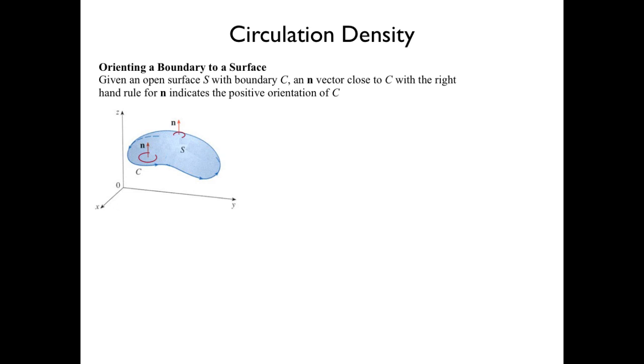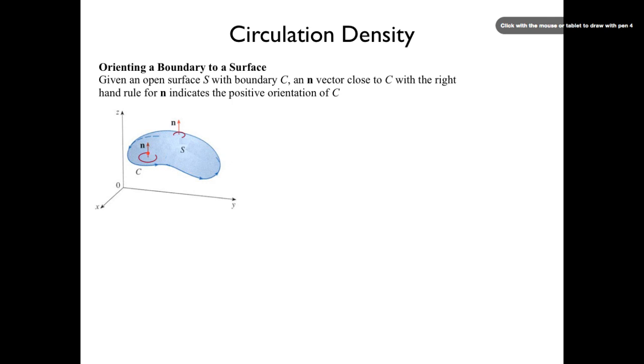So we know that we can orient that like the way it's shown here. This one would be either up or down, right? So what about orienting the boundary of that surface? What you can do is you can look at a little vector n close to the boundary, and by the right-hand rule, that can help you determine what the orientation of the boundary is.